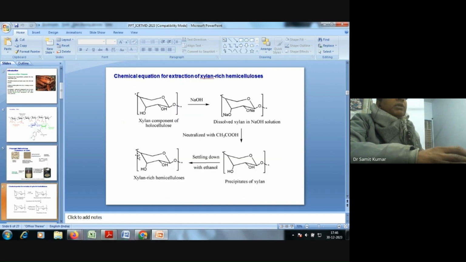This is the chemical equation. Xylan component of holocellulose is dissolved in sodium hydroxide. It is an ionic product, and that is dissolved and obtained in filtrate, and the filtrate is further acidified with acetic acid and settled down with methanol. Then Xylan-rich hemicellulose was obtained.